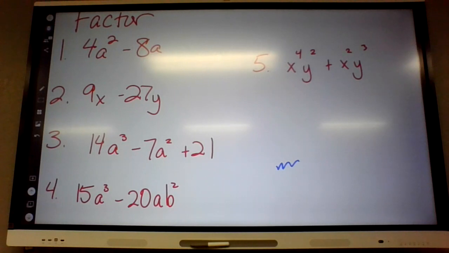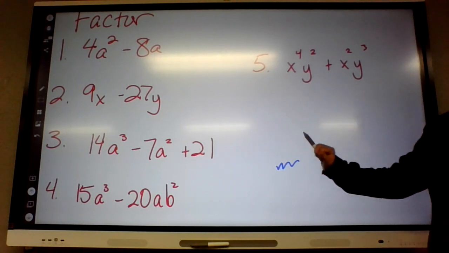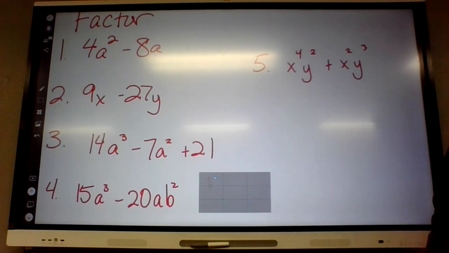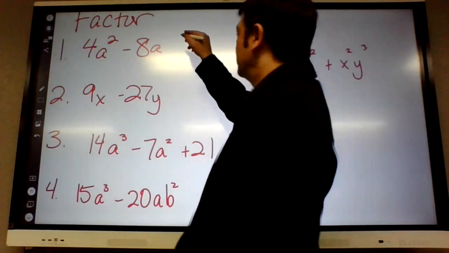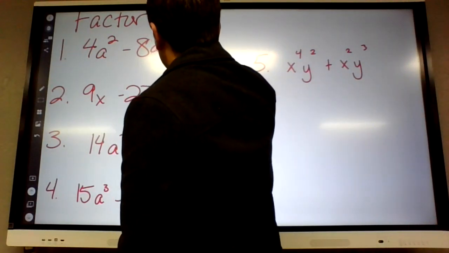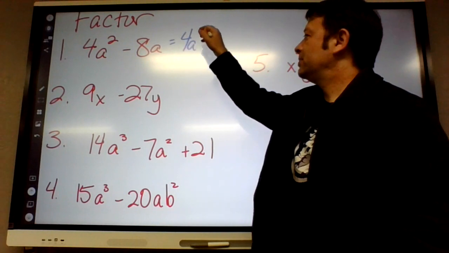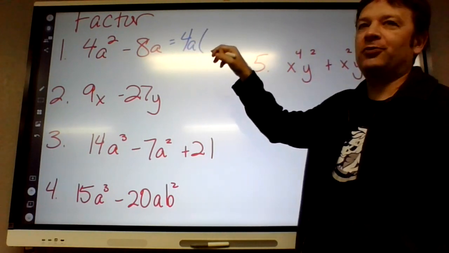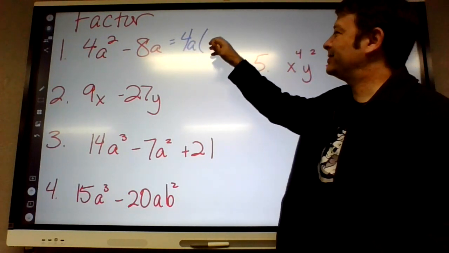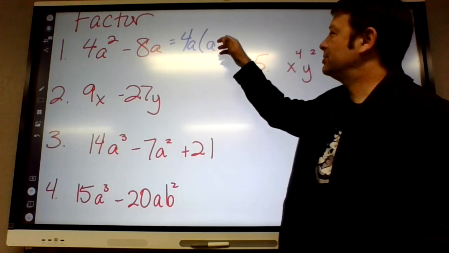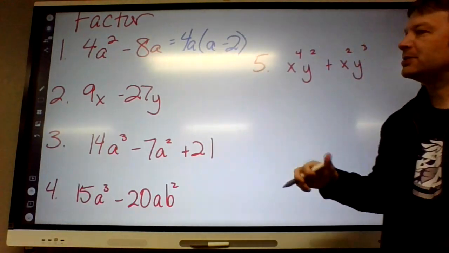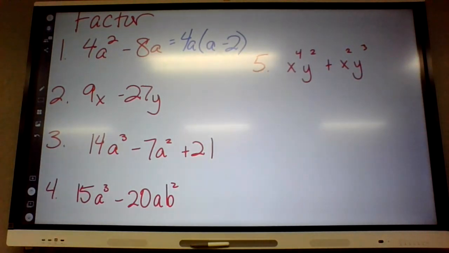2. Okay, that is true, but if you don't get the biggest thing possible, I can't give you full credit. So what's bigger than 2 that goes into those? 4. Anything else? 4A. Okay, then you divide both of those by 4A, and you should get A minus 2.